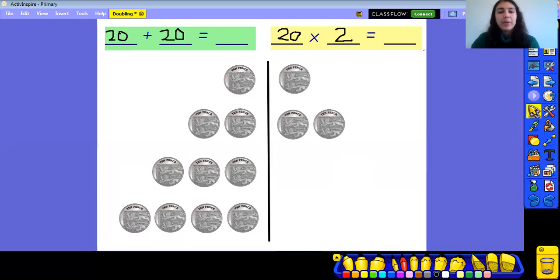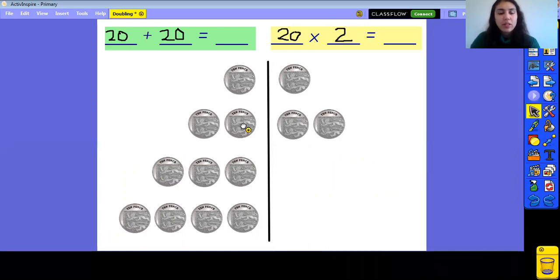So now let's work it out. So I started with 2 10s and now I've got 4 10s. So double 2 is 4. So double 20 is 40.